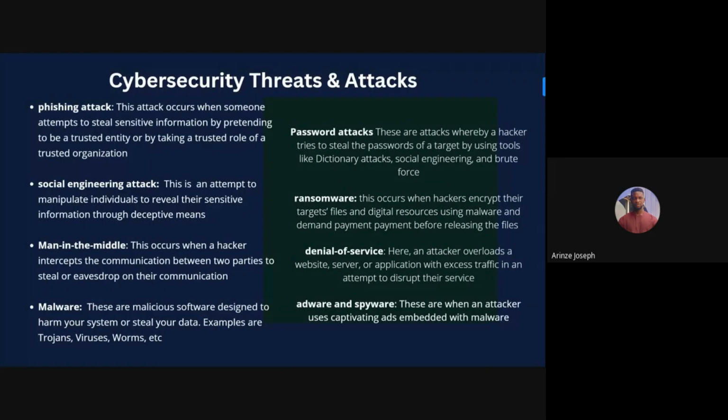Then cybersecurity threats and attacks. I want us to take a look at some of the threats and attacks that will be necessary for us to understand. First of all, there's what we call a phishing attack. This attack occurs when someone attempts to steal sensitive information by pretending to be someone he or she is not, or by taking the identity of a trusted person or trusted organization. For example, someone will call you and tell you, I'm from so-and-so bank, you have an account with us, send us this information.